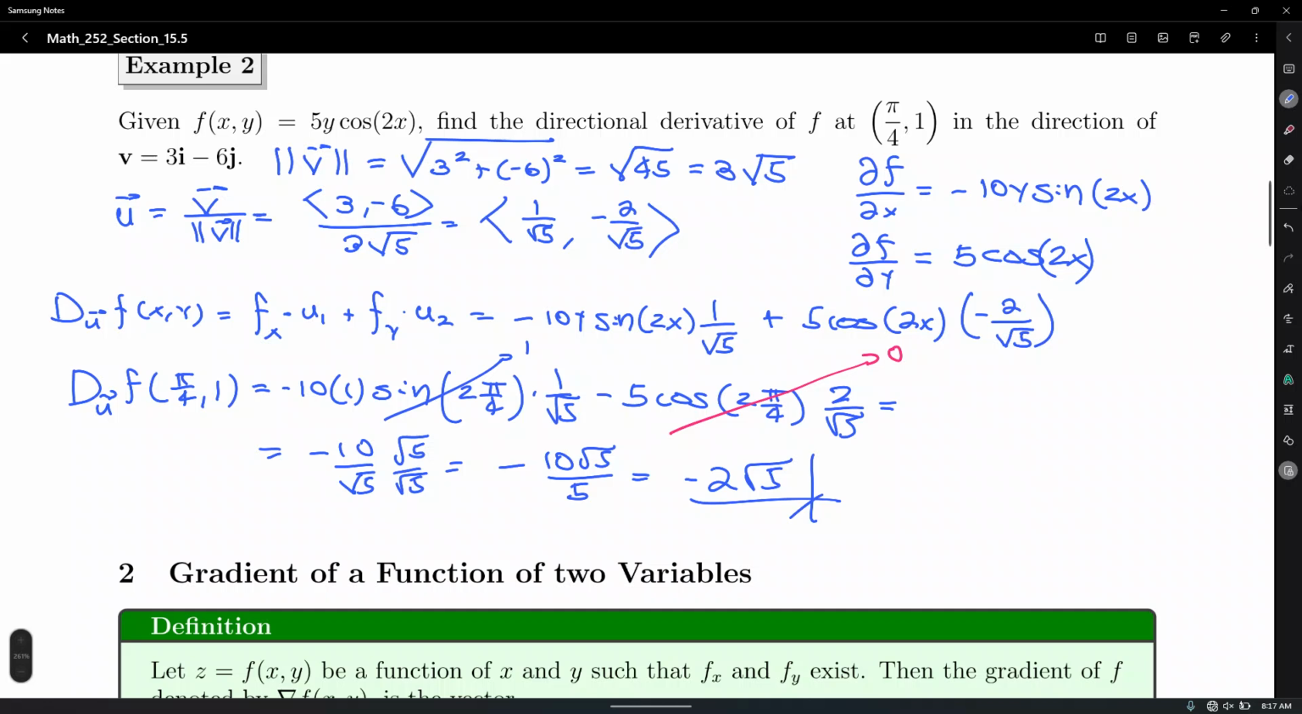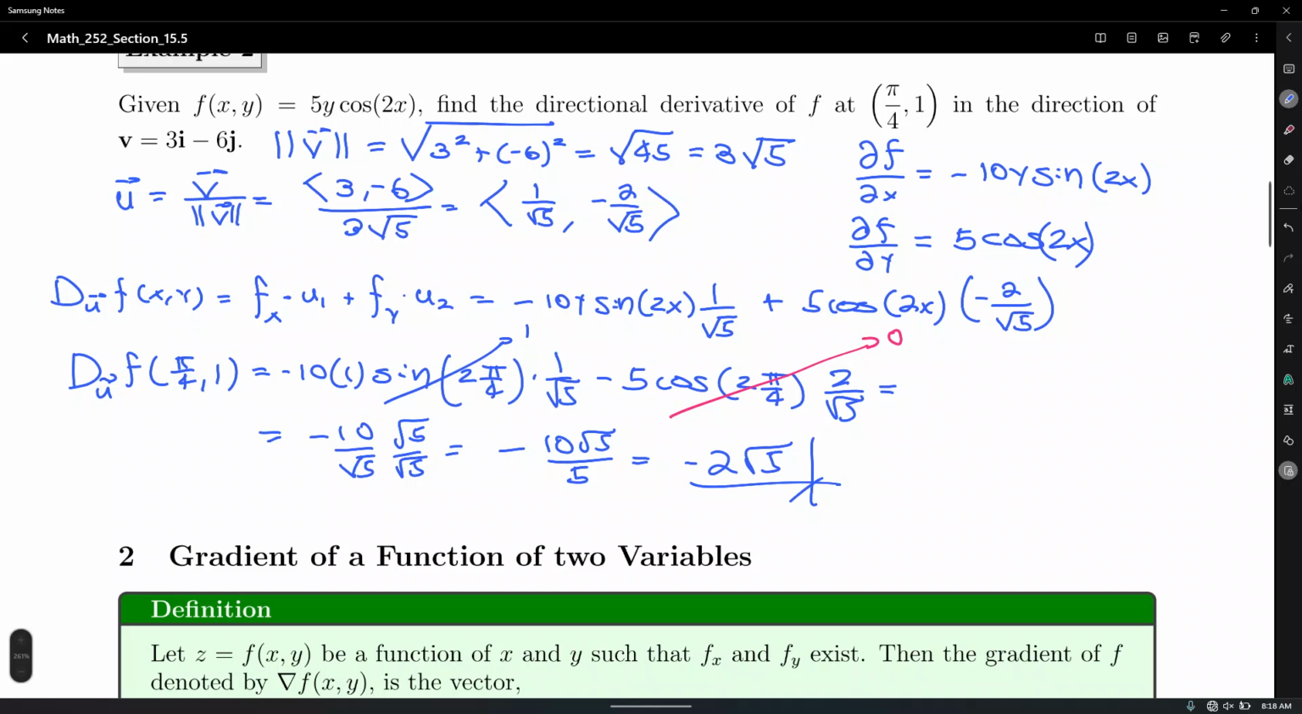A negative derivative, right? What would have happened if we didn't come up with a unit vector? Well, the magnitude of this vector is 3 root of 5, or square root of 45. So we would have gotten a slope that would have been root of 45 larger than the actual slope. So that's why we need to make sure it's a unit vector. Okay. So that's another example of how we compute the directional derivative.